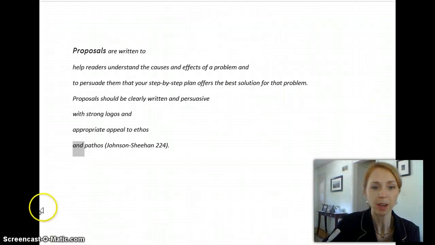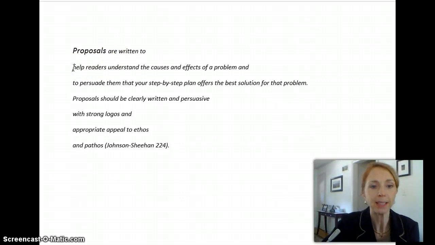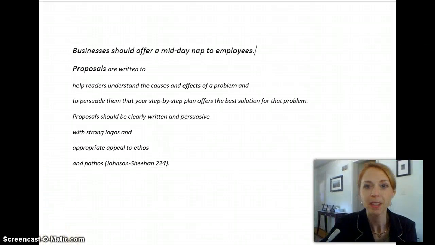Okay, let's break down what a proposal is and what it does. First of all, let's get an idea in our minds. So I just put a proposal up here, a very fun proposal, but some people take it seriously. There are several nations who use the midday nap, and there are some companies here in the US that use it as well. So for the sake of an example, we're going to look at this proposal. Businesses should offer a midday nap to employees.